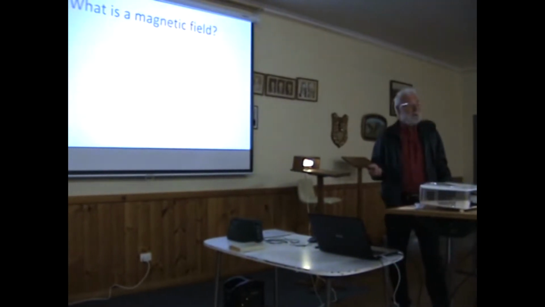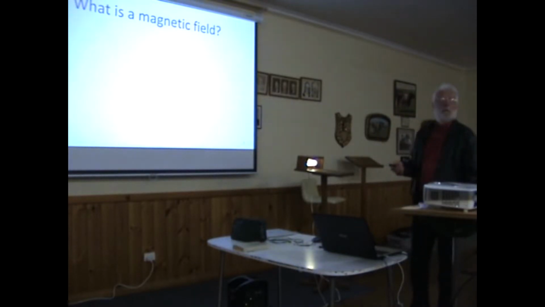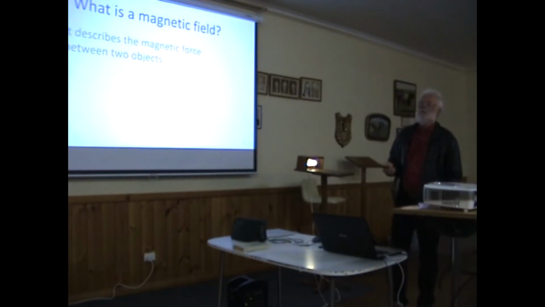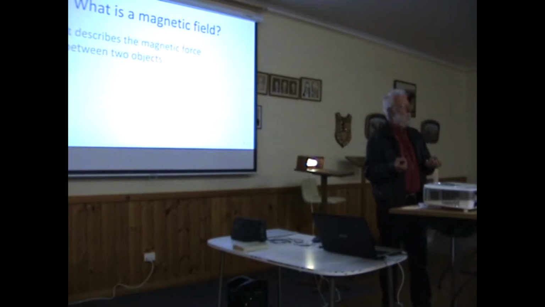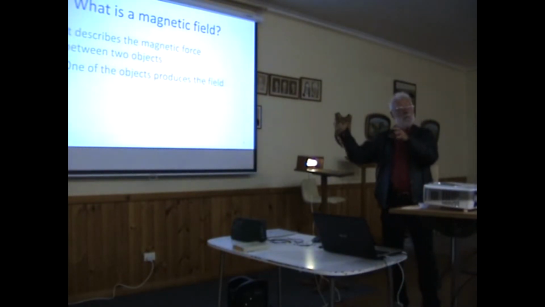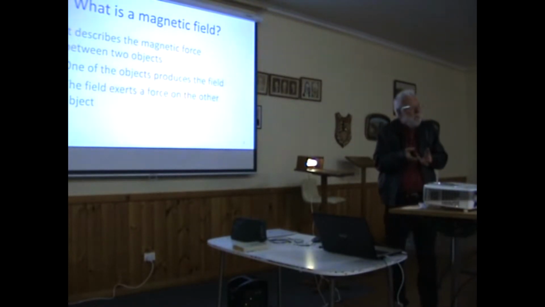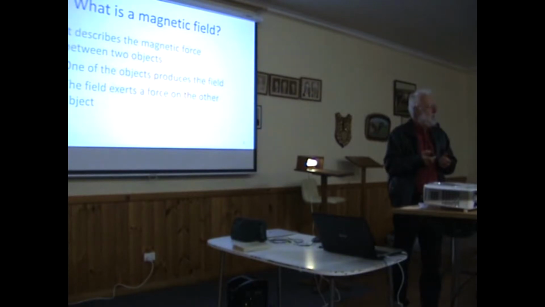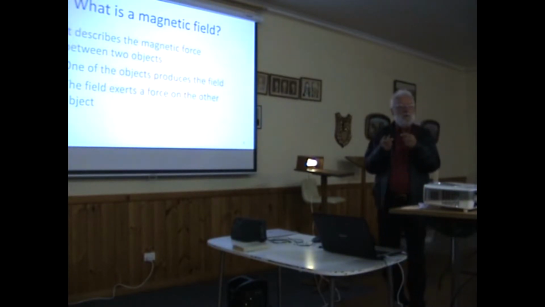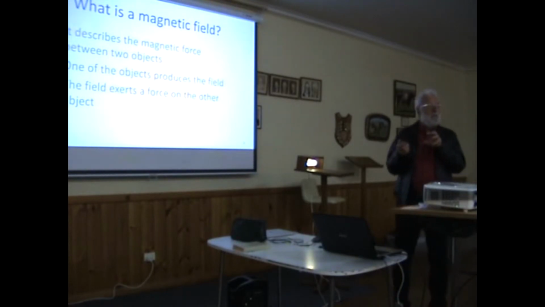So, what's a magnetic field? Well, it describes the magnetic force between objects. That didn't really help much, did it? So, how does it work? One of the objects produces this thing, the magnetic field, and the other object experiences the force produced by the magnetic field. So it's a mutual interaction between two objects, and the field is a human construct.